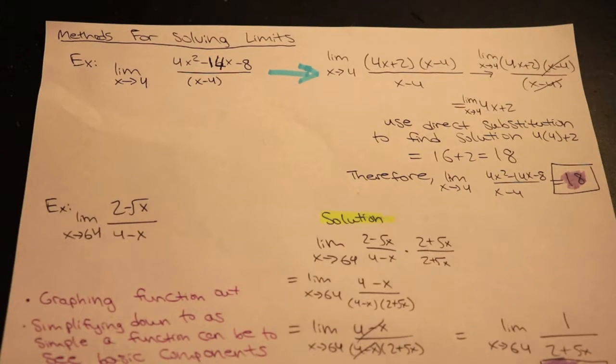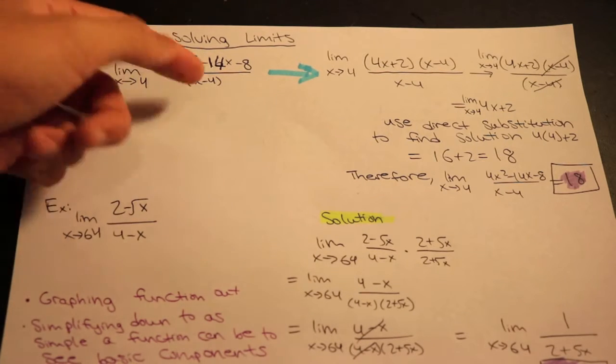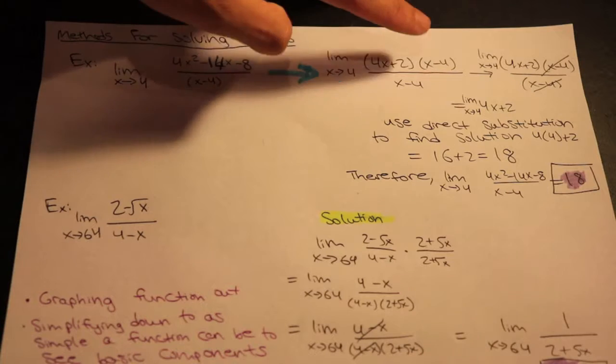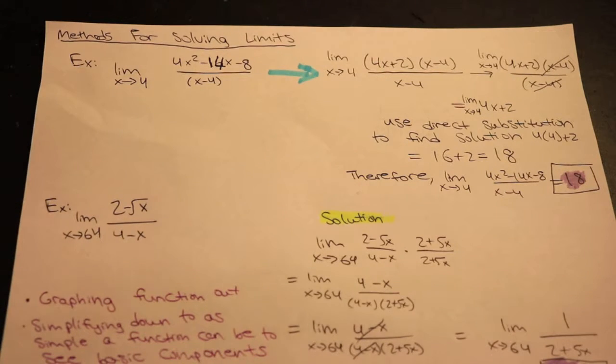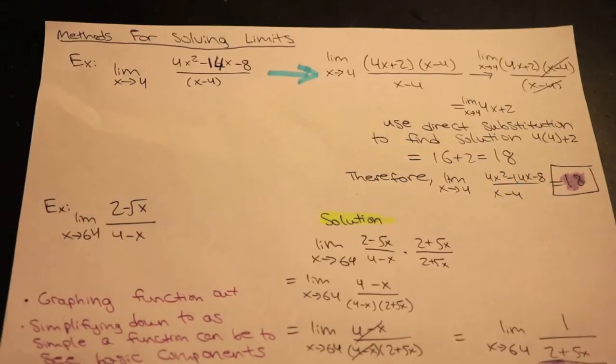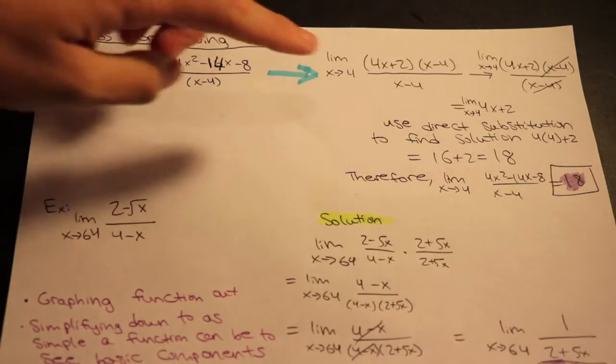Let's take a look at methods for solving limits. So in this example, the limit as x approaches 4 of this function, well, one way we're going to solve this is we're going to factor the numerator. And by doing this, you're going to see that you get x minus 4 on both the numerator and the denominator. What that allows us to do is cancel these x minus 4's out, and we're going to be left with the limit as x approaches 4 of 4x plus 2, and then we're going to use direct substitution to find our solution to be equal to 18.